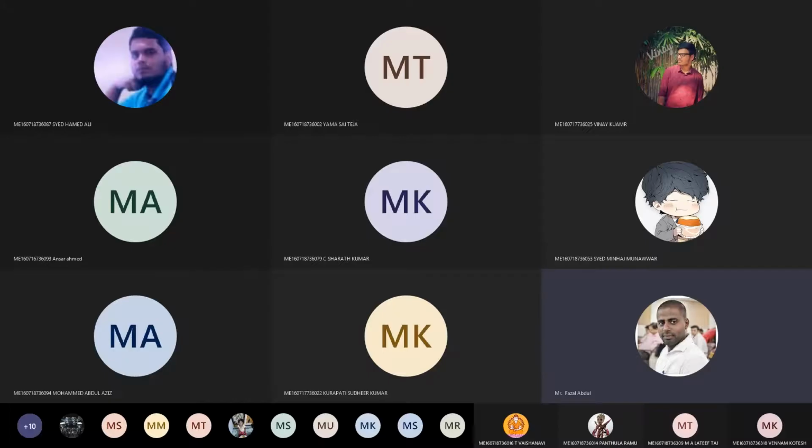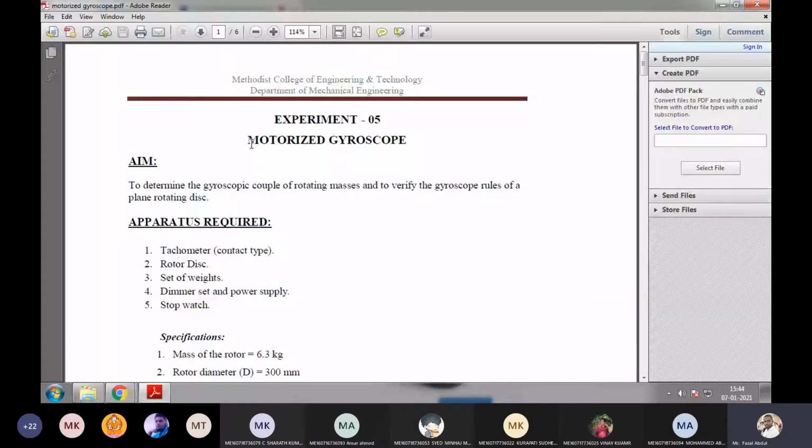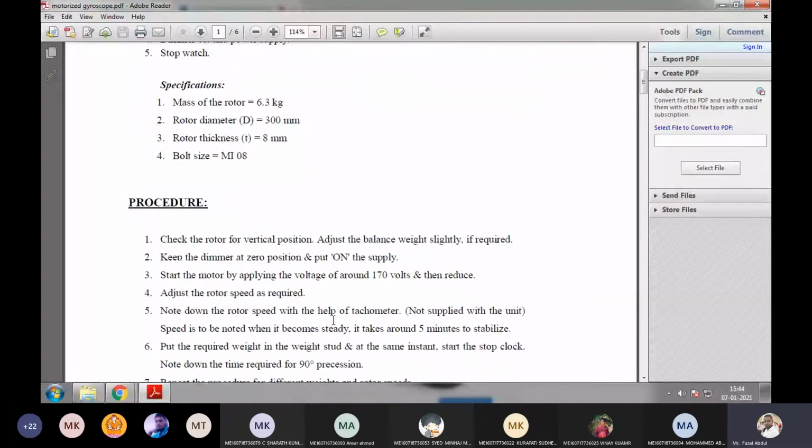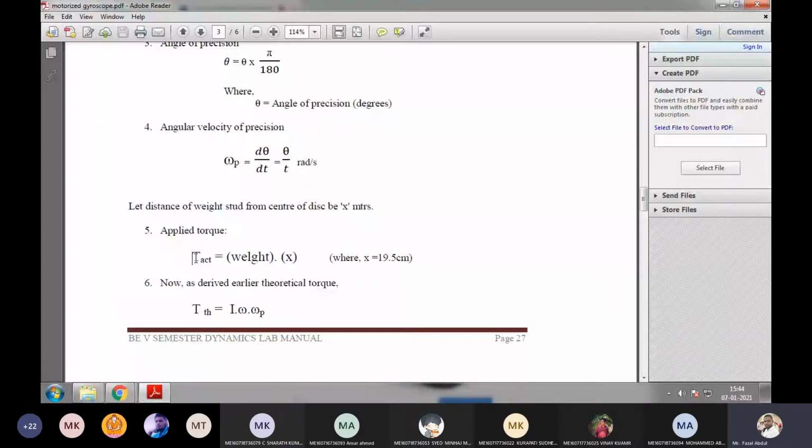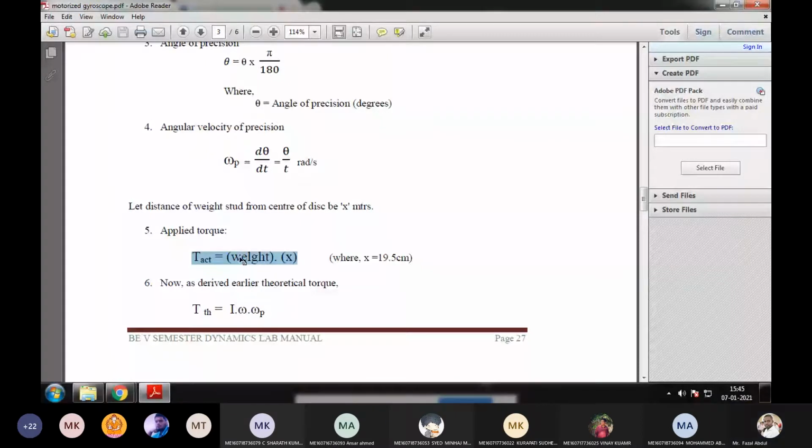We are checking the theoretical values with the practical results. The theoretical equation is the gyroscopic couple equation, I omega omega p. In this manual, this is the theoretical value and this is the actual torque, based on whatever load we are applying on the machine. We are comparing this actual torque with the theoretical value.